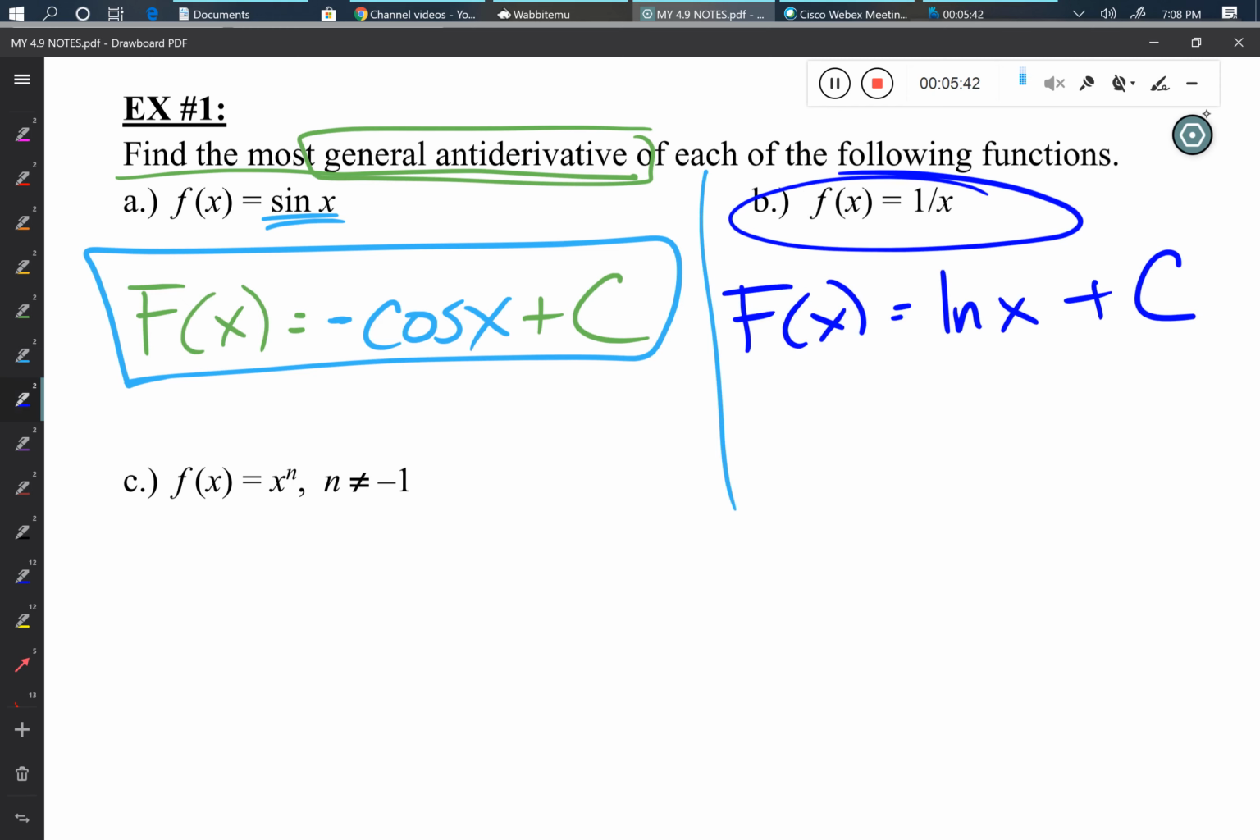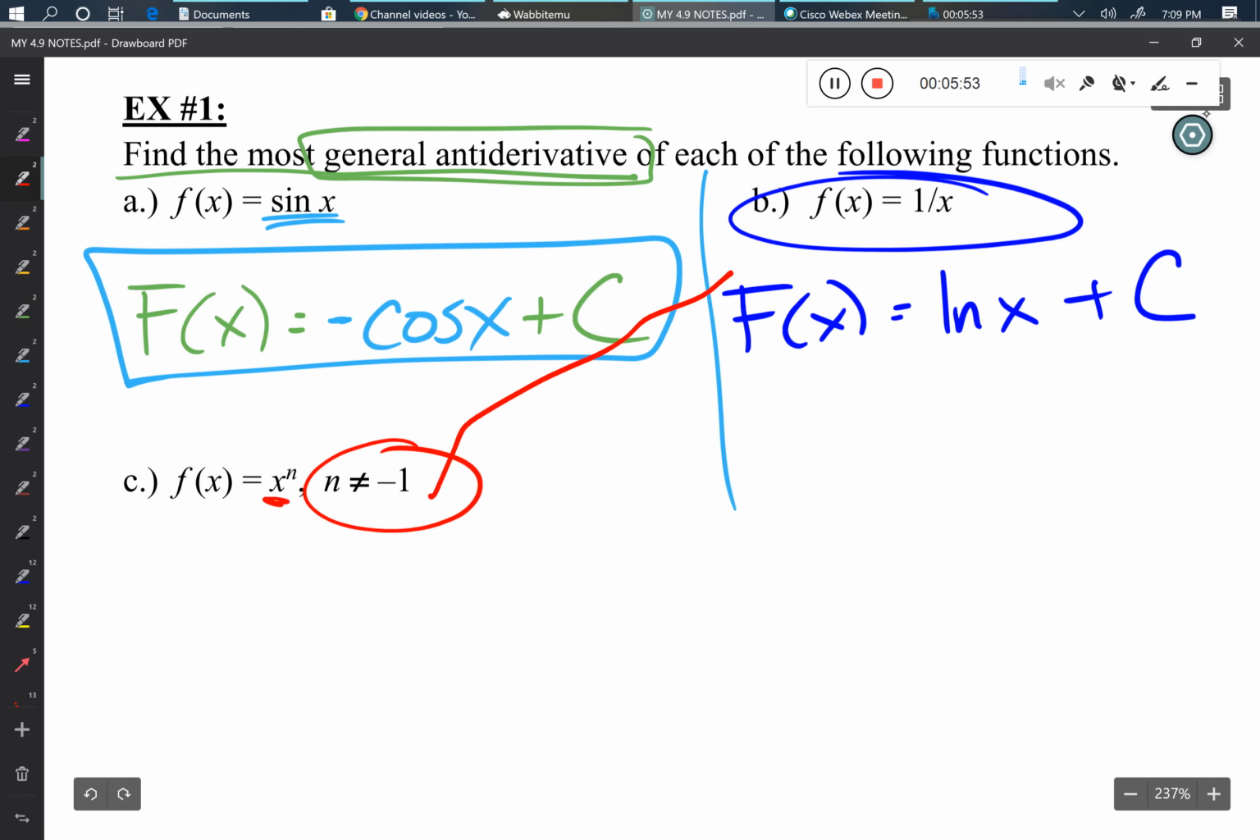All right, in part C here, we're looking for a formula, essentially. What we're saying is, what would happen if you took the antiderivative of x raised to a power where that power was not negative 1? Because if that power was negative 1, we'd be over here, right? So we don't want negative 1, it's just any other number.